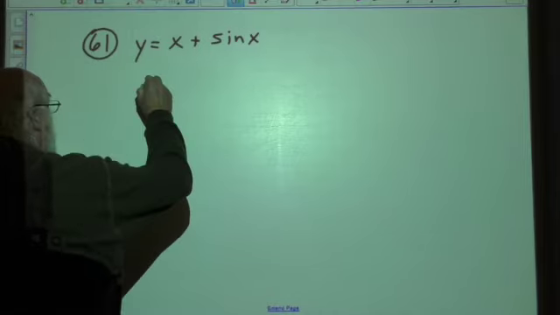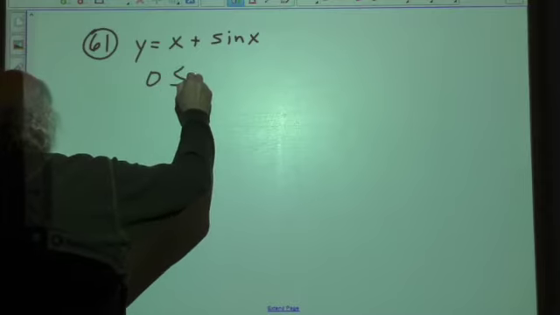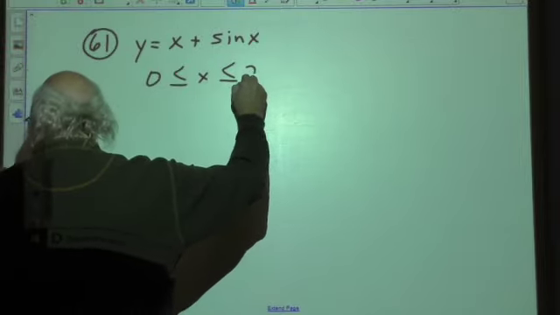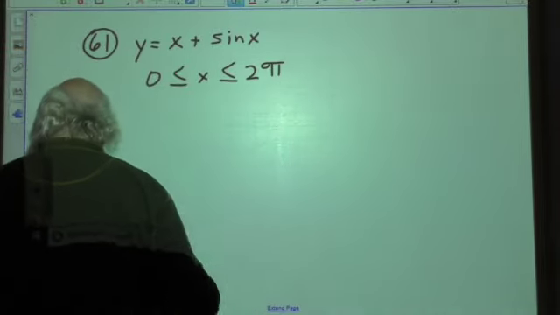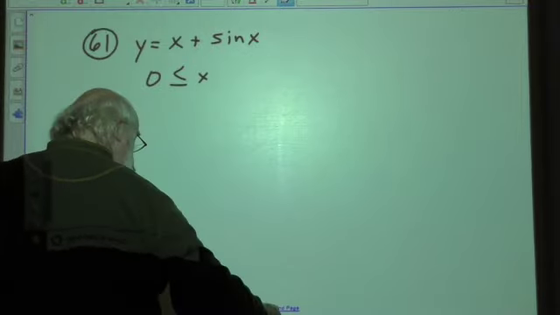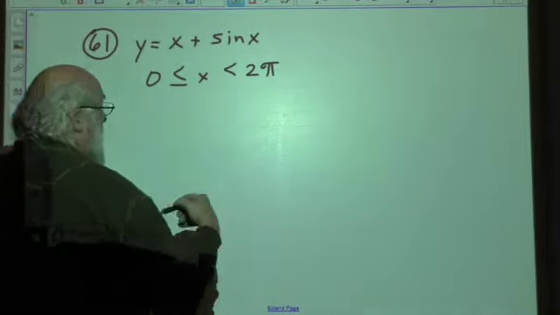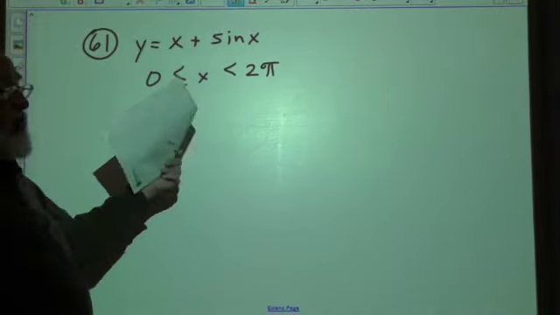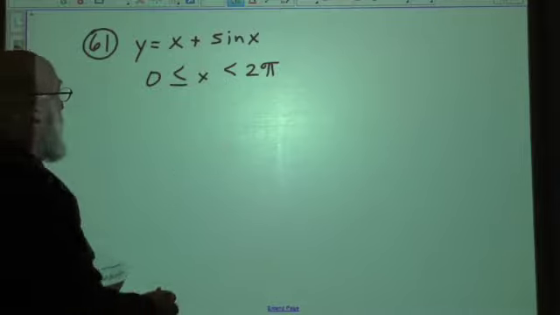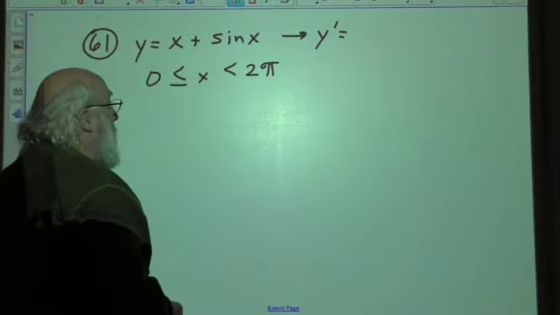So they say that it should be somewhere between 0 and 2 pi. Oh, but they say don't include the 2 pi. So 2 pi cannot be an answer, because basically 0 is the same as 2 pi. So since you've already counted 0, they don't want 2 pi listed in there. So we're going to go ahead and find the derivative of y.